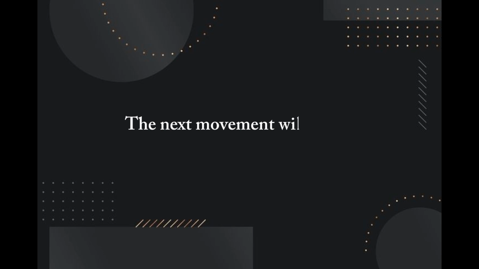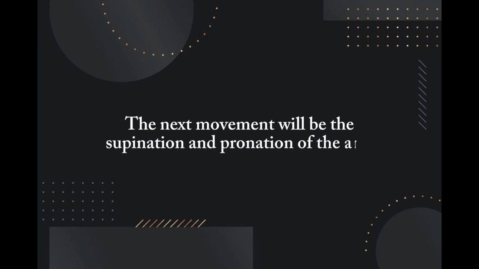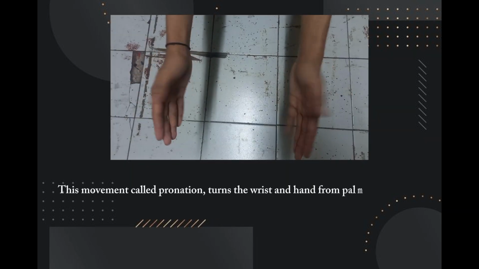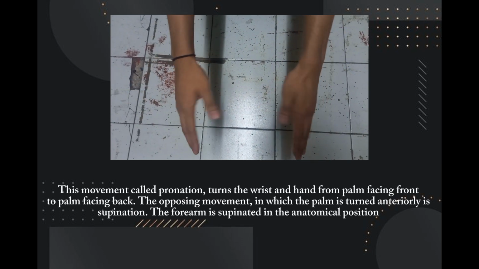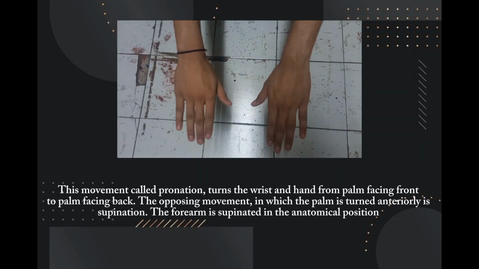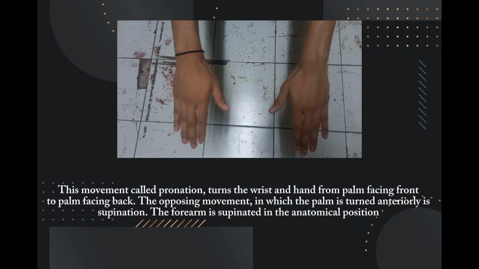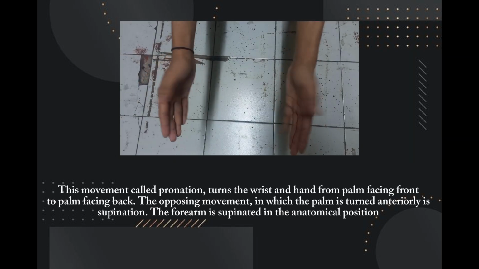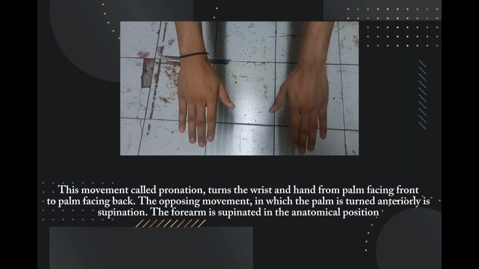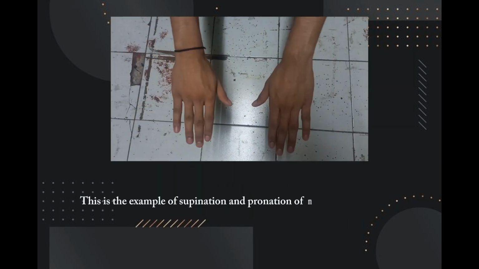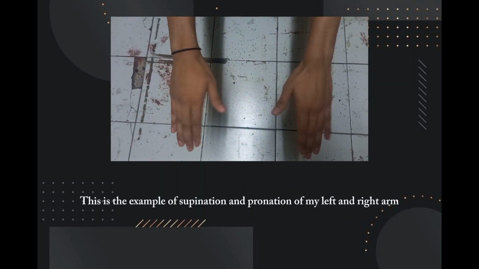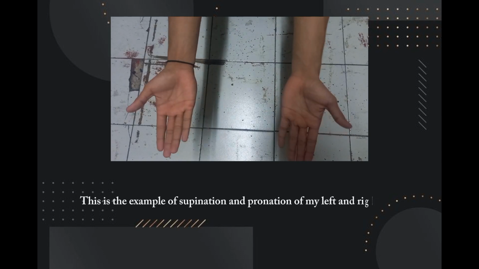The next movement will be the supination and pronation of the arm. This movement, called pronation, turns the wrist and hand from palm facing front to palm facing back. The opposing movement, in which the palm is turned anteriorly, is supination. The forearm is supinated in the anatomical position. This is the example of supination and pronation of my left and right arm.